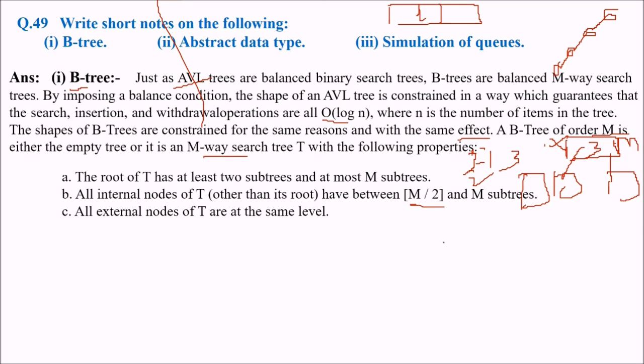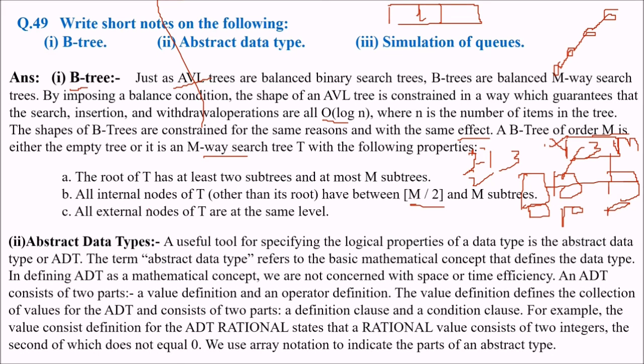So it can have 1, 2 or 3. So the internal nodes of the tree can have 1, 2 or 3 subtrees. And all external nodes of T are at the same level. All the external nodes, meaning the leaves we are talking about, are at the same level. What is abstract data types?